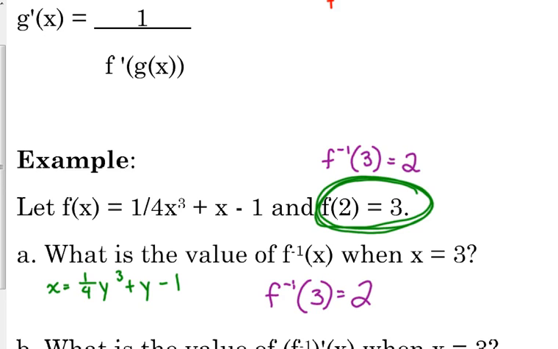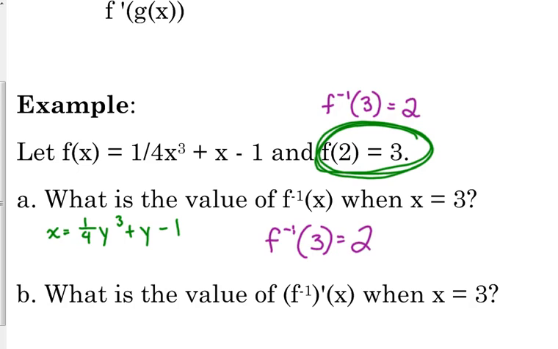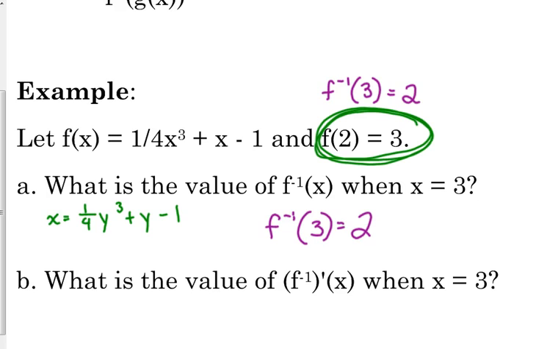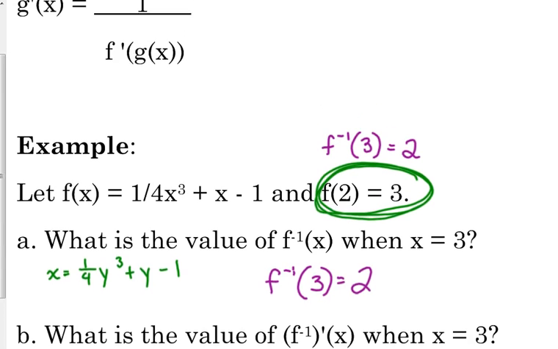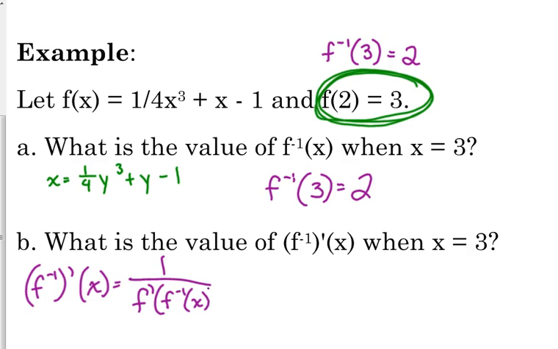Now, here's the next question. What's the value of the inverse's derivative when x equals 3? Well, I don't have a rule for the inverse, so I can't take the derivative of it. But here's the rule. f inverse prime is equal to 1 over f prime of f inverse of x. That's the rule.